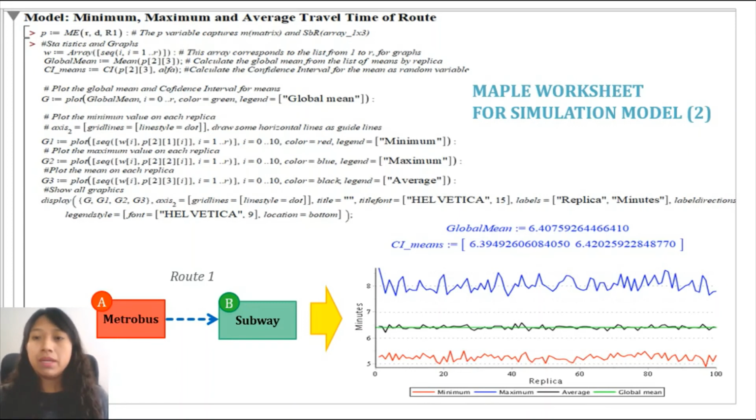In this execution, the global mean is 6.4 minutes, and the 95% confidence interval is defined by 6.39 and 6.42. That means travel time is around 6.4 minutes, and intuitively, the confidence interval of the mean indicates that if we execute the model 100 times, 95% of the times, the mean value in each replica will be between 6.39 and 6.42 minutes. From the graph, we can see that average values are more stable than minimum and maximum values, because the latter present large oscillation.